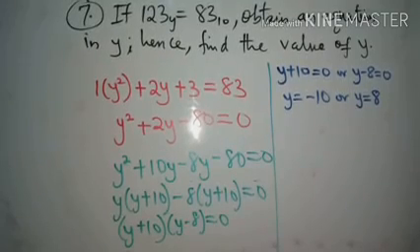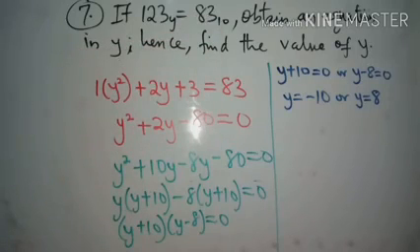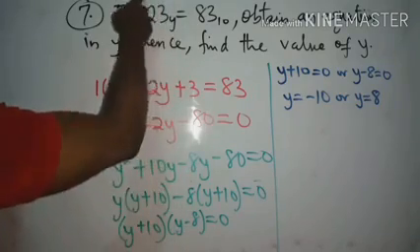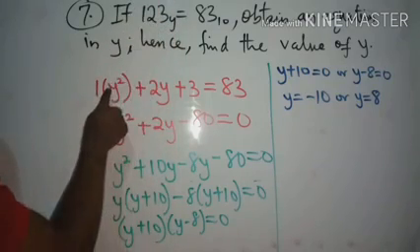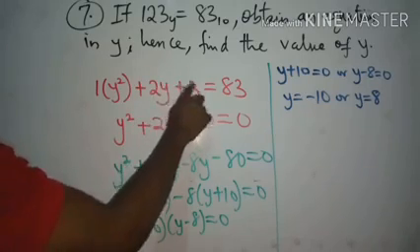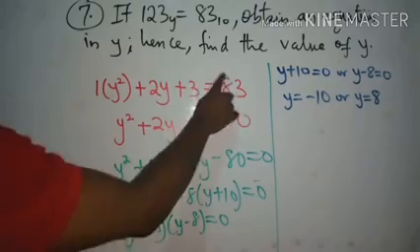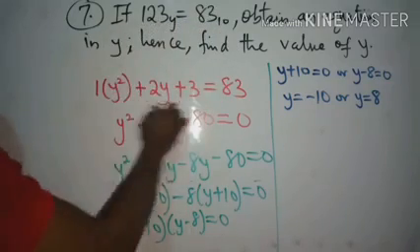Number 7. This is a question on number base. It says if 123 base y equals 83 base 10, obtain an equation in y, hence find the value of y. So the first thing is to obtain an equation in y, then find the value of y. So you know what you always do, 0, 1, 2. You write this in base 10, and that will be 1 times y squared plus 2 y raised to the power 1, which is the same thing as y, plus 3 y raised to the power 0, which is the same thing as 3, equals 83, because it's already in base 10.